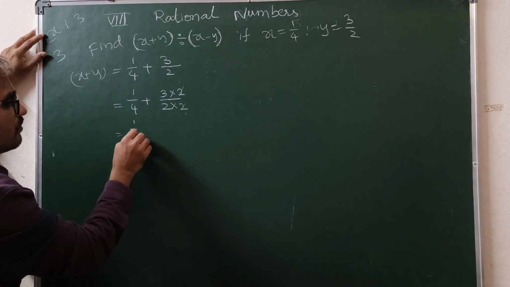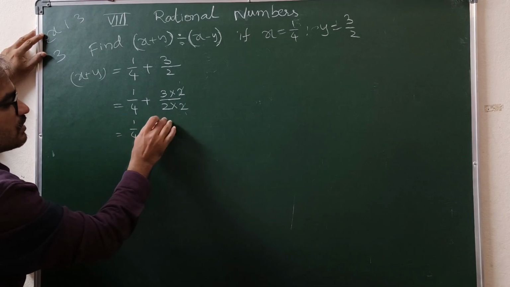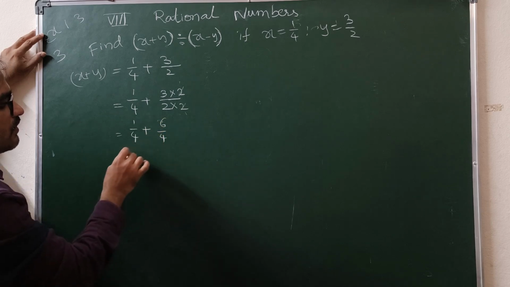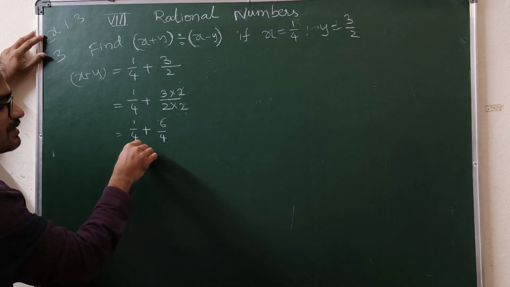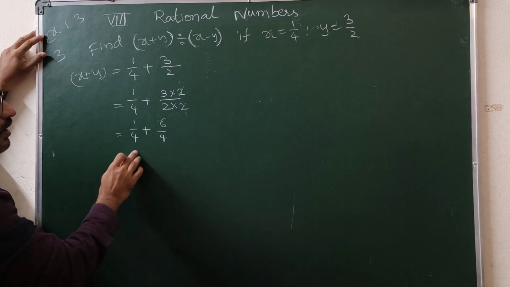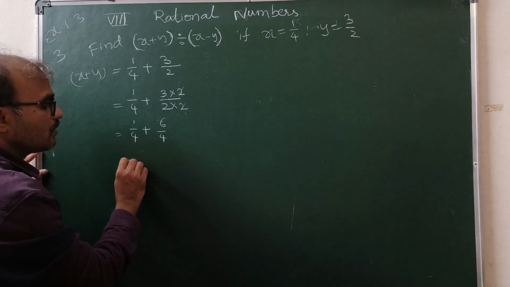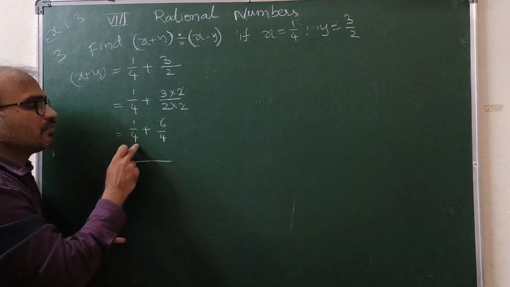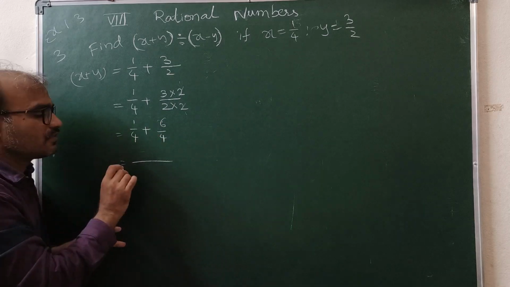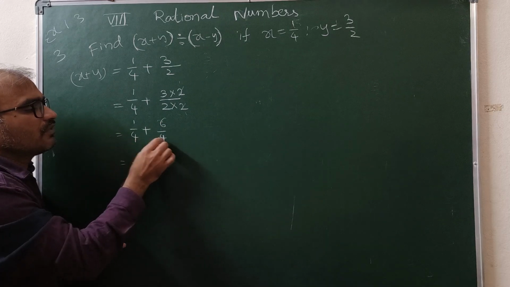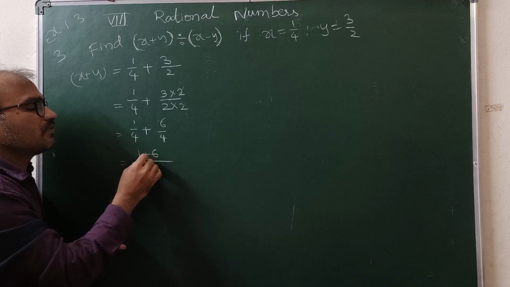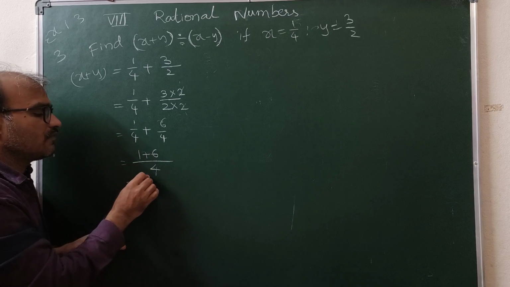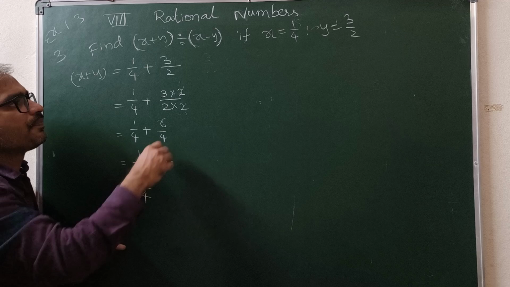So it is 1 by 4 plus 6 by 4. 1 by 4 plus 6 by 4 is totally 7 by 4. Or in another way, if the denominators are the same, add the numerators: 1 plus 6 in the numerator, it will be 7 by 4.